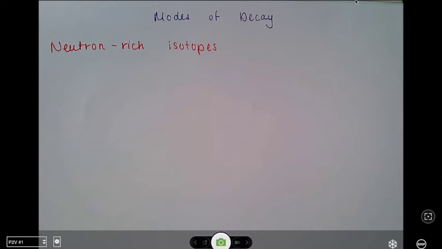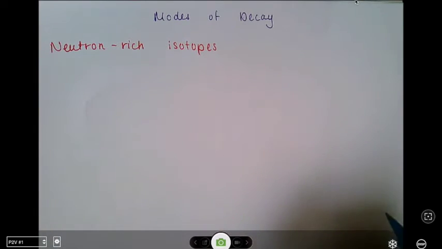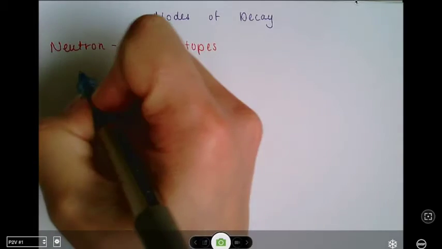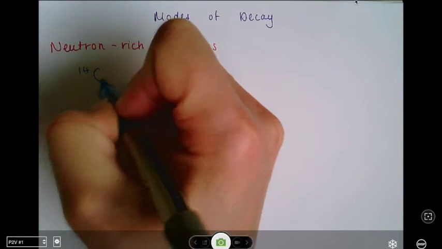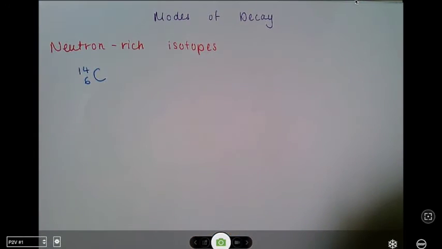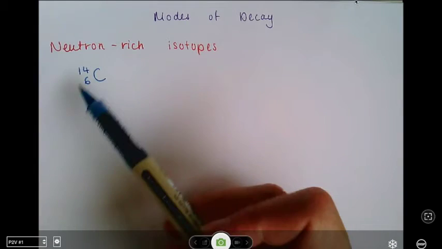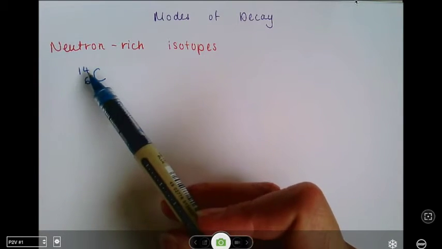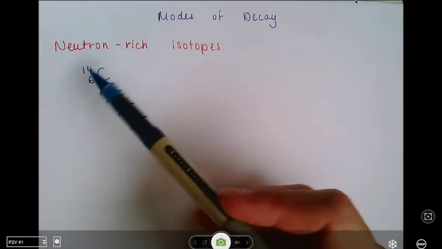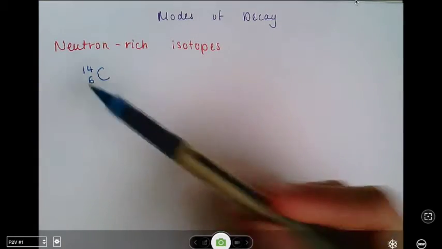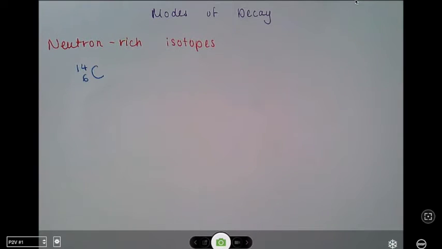Now, one of the examples of the unstable isotopes that I gave you earlier was carbon-14. So if we have a look, we draw the symbol for carbon straight from the periodic table, the atomic number below, and then the mass number above. So 14 is the total mass of this particular isotope, and 6 is the atomic number. So therefore there are eight neutrons in carbon-14.